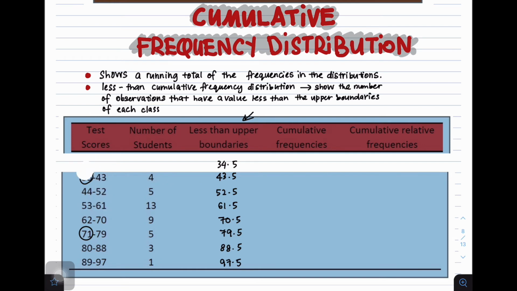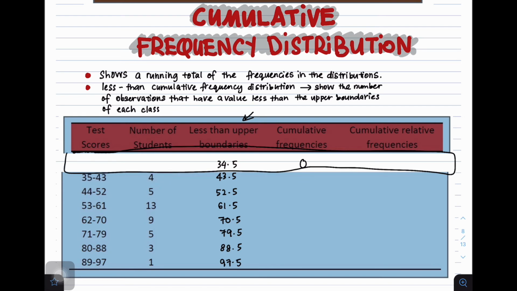Okay, so now we have the upper boundary. So we want the cumulative frequency distribution. So how to calculate the cumulative frequency is by starting with the 0 value. We don't have any class actually at this line, so our frequency is 0. Okay, so we will start the frequency with 0.